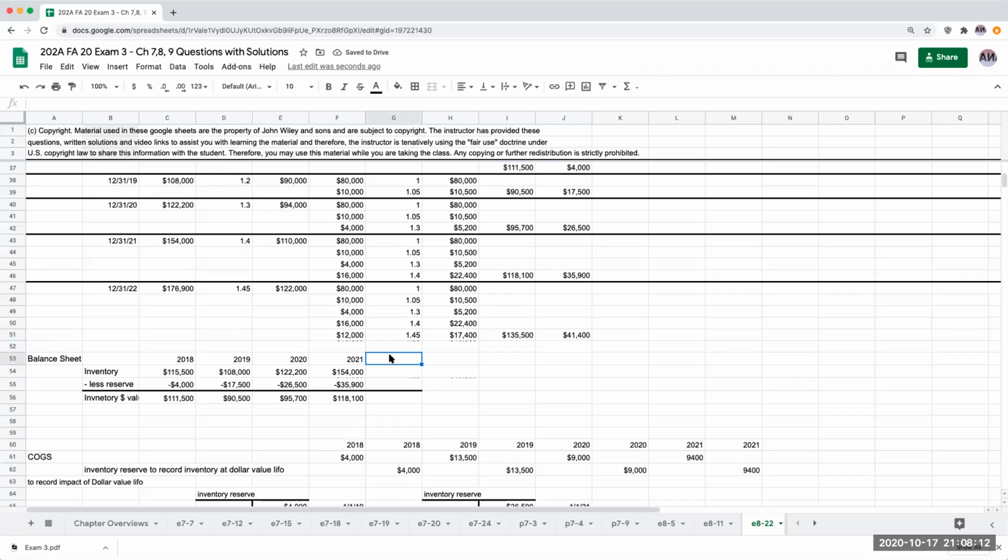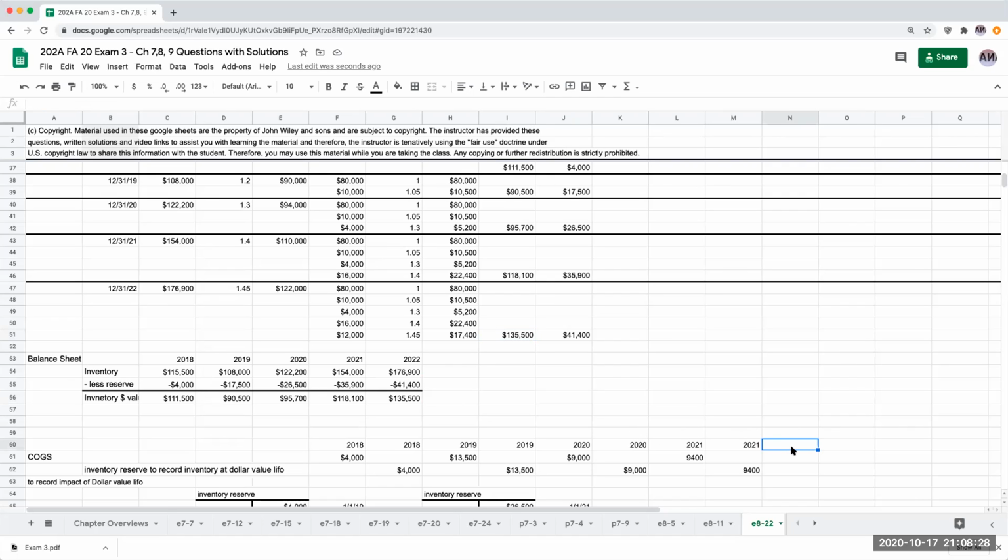So balance sheet presentation is going to be 176.9. My reserve is going to be 41,400. And my ending inventory valuation is now being shown at dollar value LIFO.